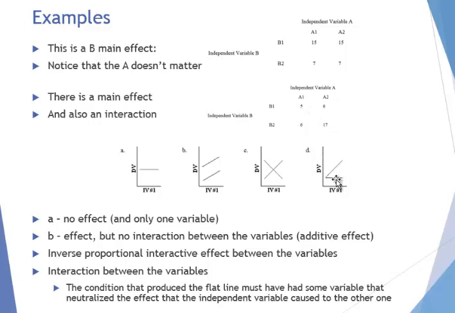This D chart is something like this chart over here, where under B1 there was very little distinction between A1 and A2, whereas under the B2 condition there was a huge difference between A1 and A2.